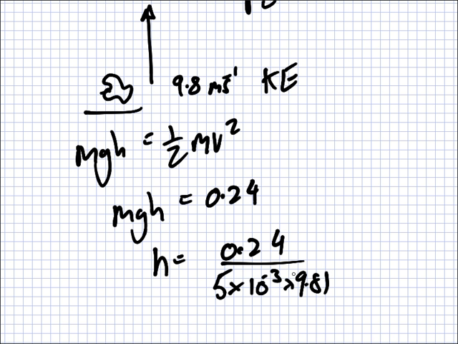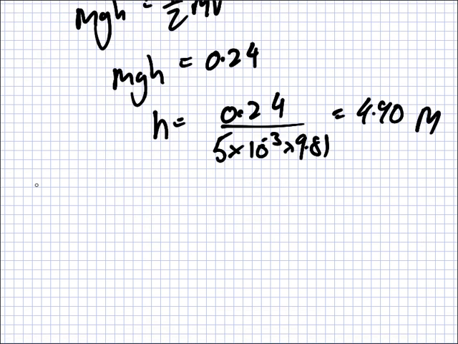So there's 0.24 over 0.005 times 9.8. Okay. Are we right or are we wrong? We're right, 4.9. Okay. This one's not easy.